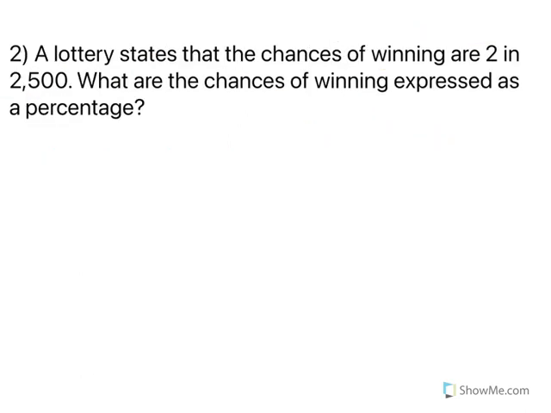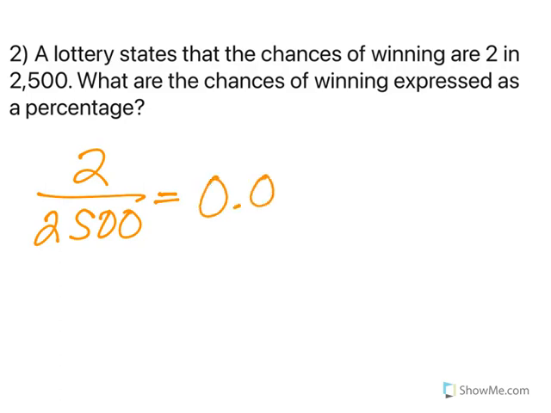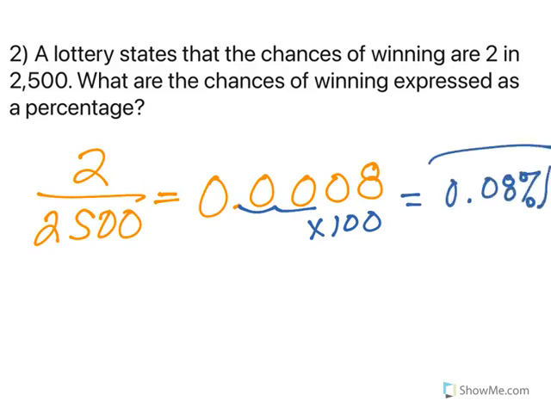Number two, a lottery states that the chances of winning are 2 in 2,500. What are the chances of winning expressed as a percentage? This kind of plays a little bit like probability. So your probability is 2 out of 2,500. Let's change that to a decimal. So we divide. 2 divided by 2,500 is 0.0008. How do we change a decimal to a percent? We multiply by 100, which is the same as moving it 2 places to the right, which leaves us with 0.08%. That is a very small percent. But alas, there it is.